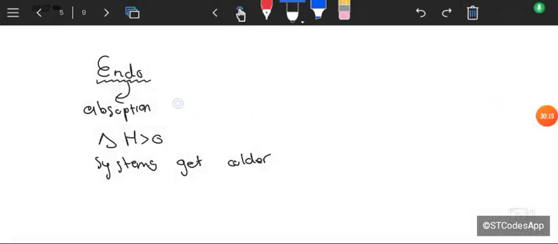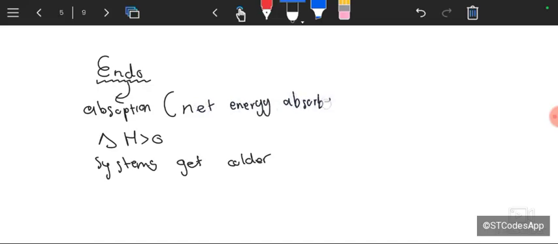The few notes that you must know. Here the absorption, you must know that it just means net energy absorption. Net means total energy absorption. Yes, we do release some, but we ignore it because we absorb more than we release, making our change in enthalpy positive. Positive means greater than zero for those who don't do mathematics. Anything greater than zero is positive, anything lesser than zero is negative.